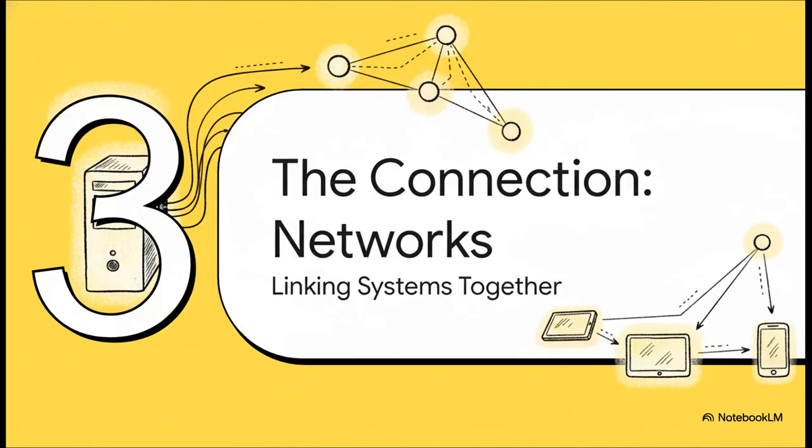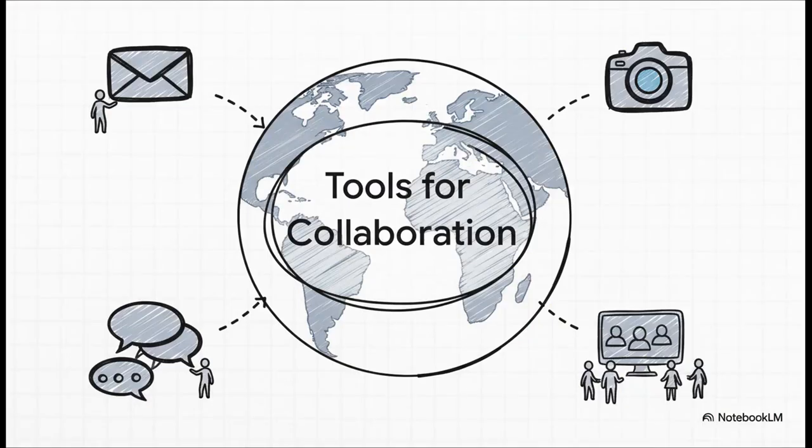So a single computer system is powerful, no doubt, but its real potential gets unlocked when it connects to others. And this brings us to the circulatory system of our digital anatomy, networks. These are the connections that link individual systems together into the huge digital world we live in today. I mean, networks are really the backbone of how we work together today.